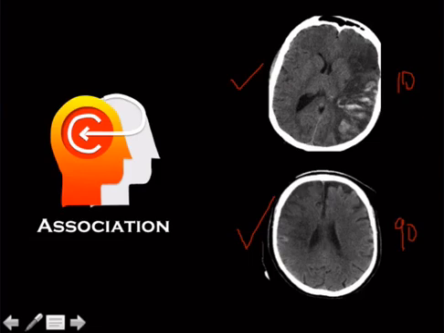Large territories, so greater than 1/3 of the MCA distribution, they're at risk. Or if they've had multiple strokes, so they've got a lot of brain that's injured. Another thing that's sometimes asked is proximal MCA occlusion. You can remember that because that's going to result in more than 1/3 of the MCA being taken out, probably. And lastly, venous infarcts are more likely to bleed relative to arterial infarcts.